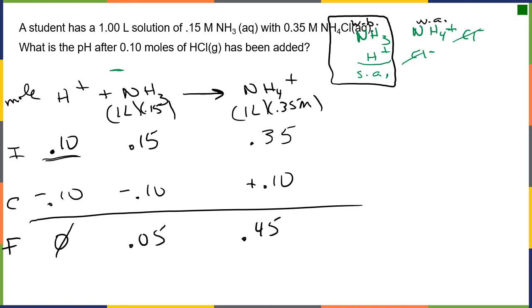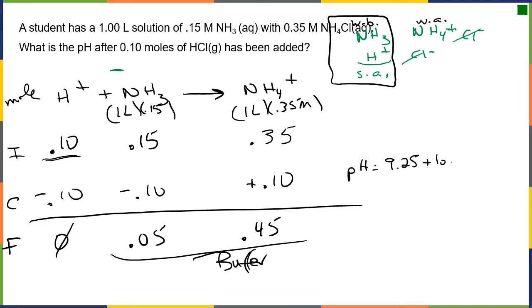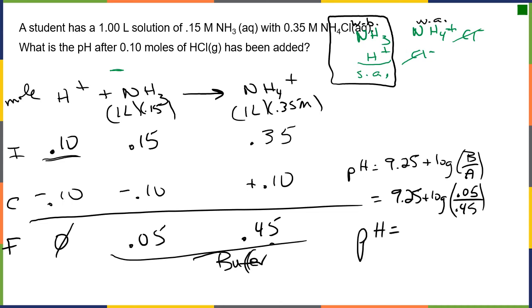This is still a buffer, because we still have both the weak base and its conjugate, and so our pH is going to equal 9.25 plus the log of the base over the acid, which is going to equal 9.25 plus the log of the base, which is 0.05, over the acid, which is 0.45, and that's going to give us a pH equal to 8.30.